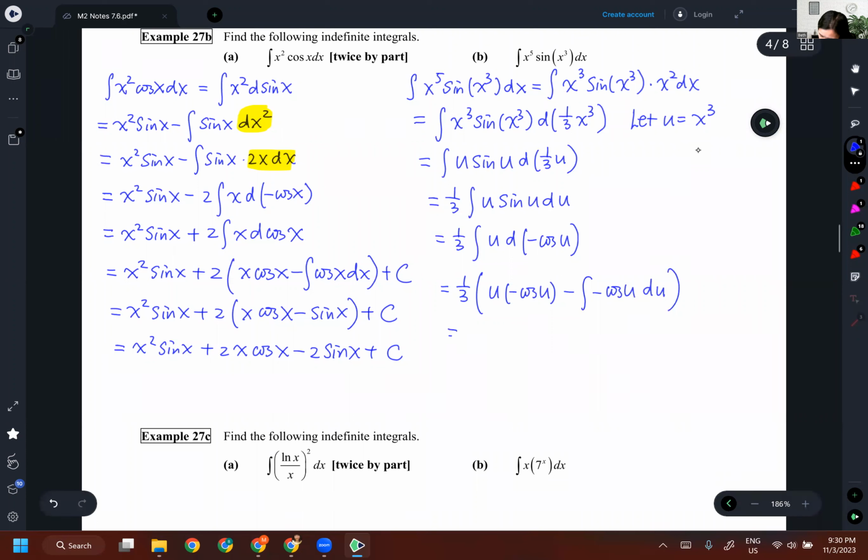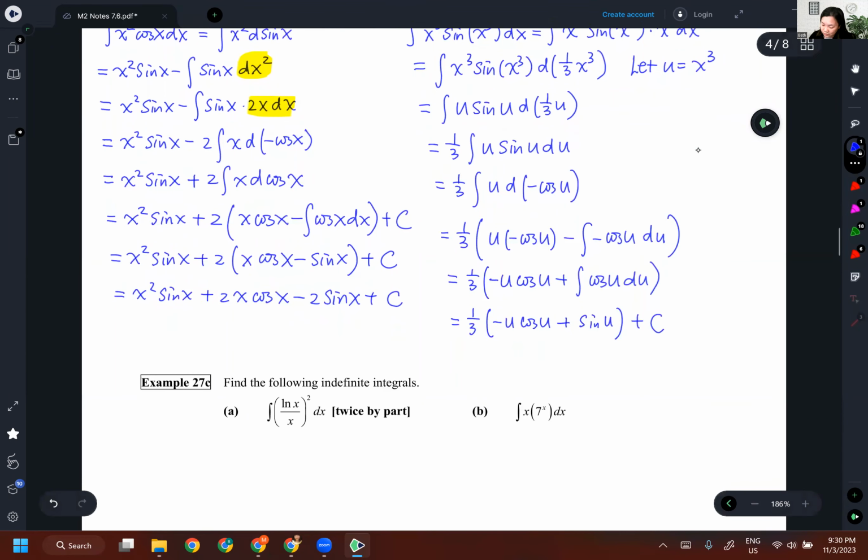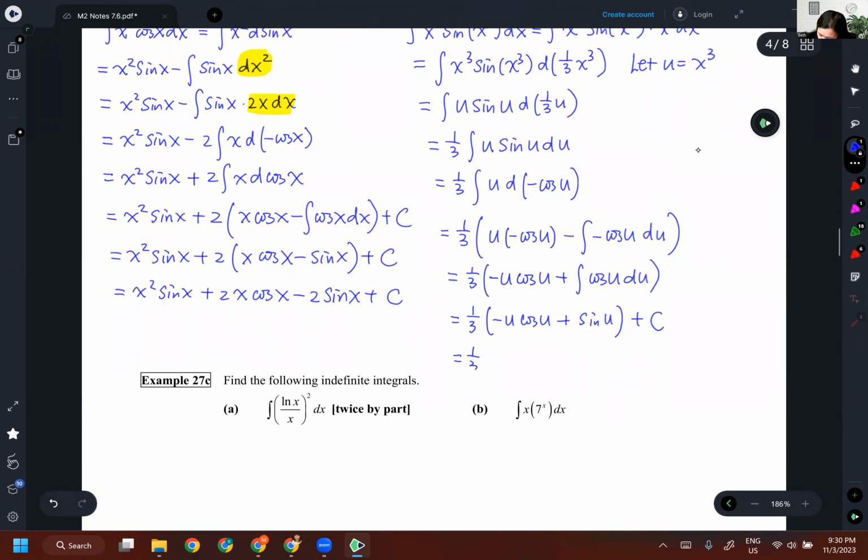In this case, it's 1 over 3 negative u cosine u plus cosine u du, and that is 1 over 3 negative u cosine u plus sine u, close bracket plus c. And then my final step is put u back, put x back, remove u: negative x cubed cosine x cubed plus sine x cubed, close bracket plus c.